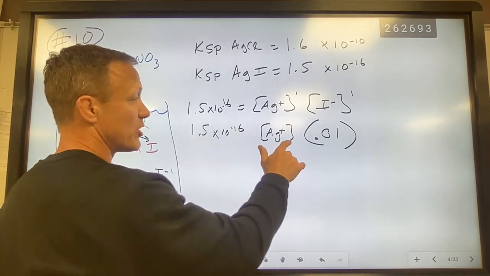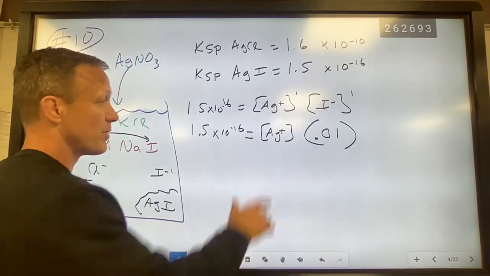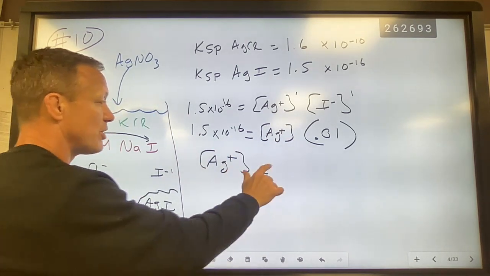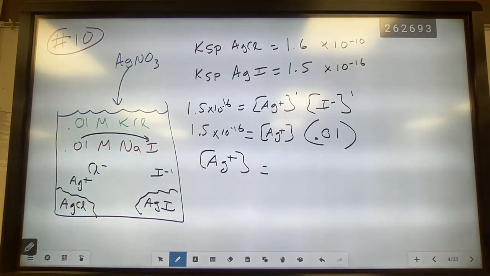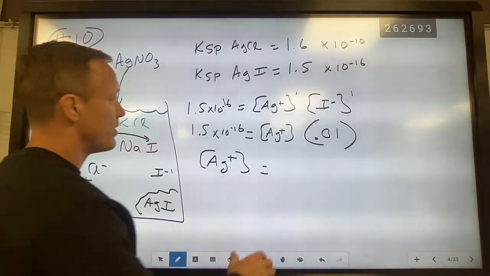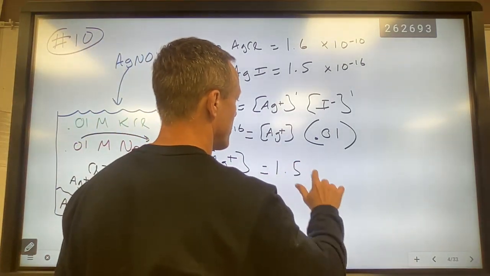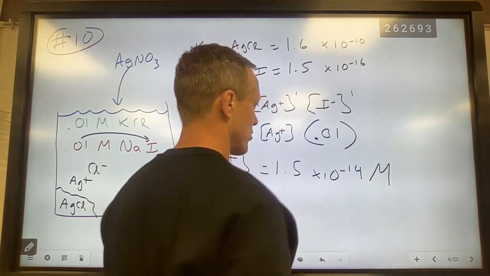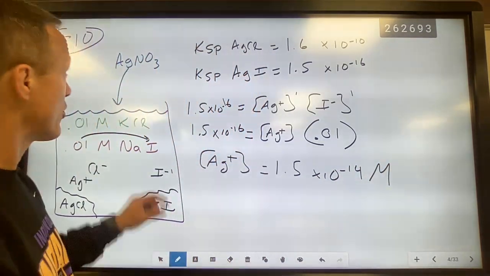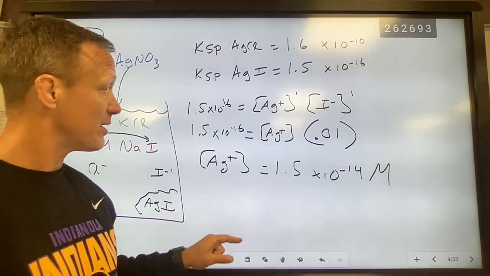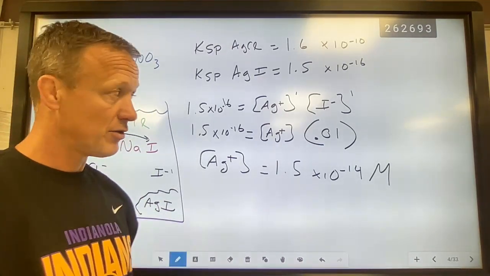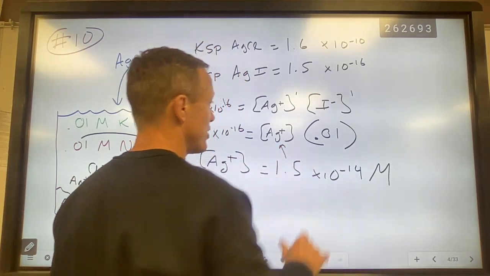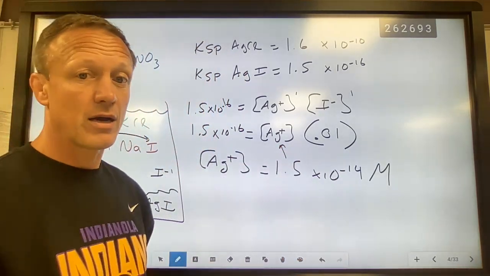You would not be able to add very much before you're going to go above the KSP value. So divided by 0.01, our concentration of Ag ions would be 1.5 times 10 to the negative 14th molar. You wouldn't be able to add much. You'd add very, very little of this before you start seeing a precipitate. That's a very, very small concentration that you can put in. So as soon as we hit that concentration of Ag, we're going to start seeing a precipitate of AgI.